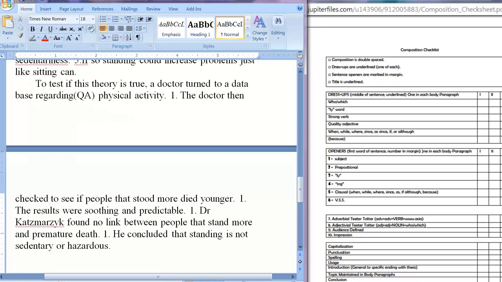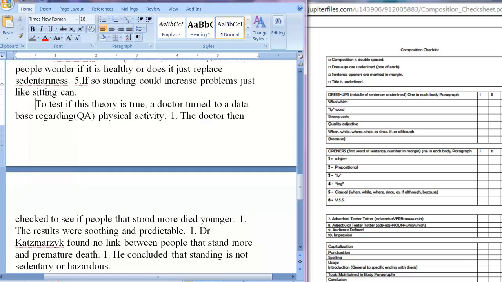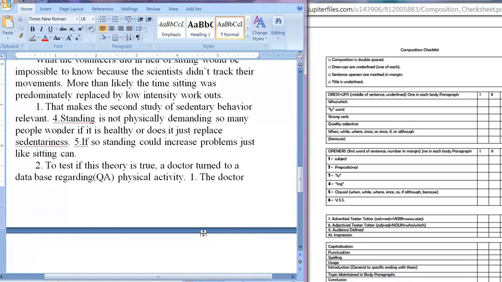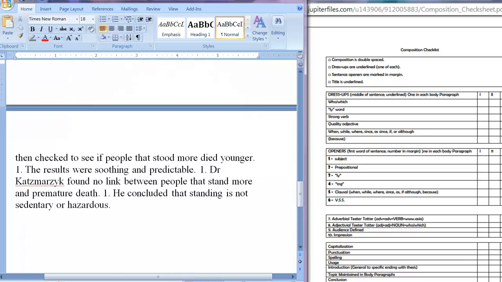So you can see most of the time, we have a prepositional opener here. I've missed that one. To test if this theory is true, a doctor turned to a database regarding physical activity. You can see that most of the time you chose your subject openers, and you really had one of each type of these openers except your very short sentences. He concluded that standing is not sedentary or hazardous.